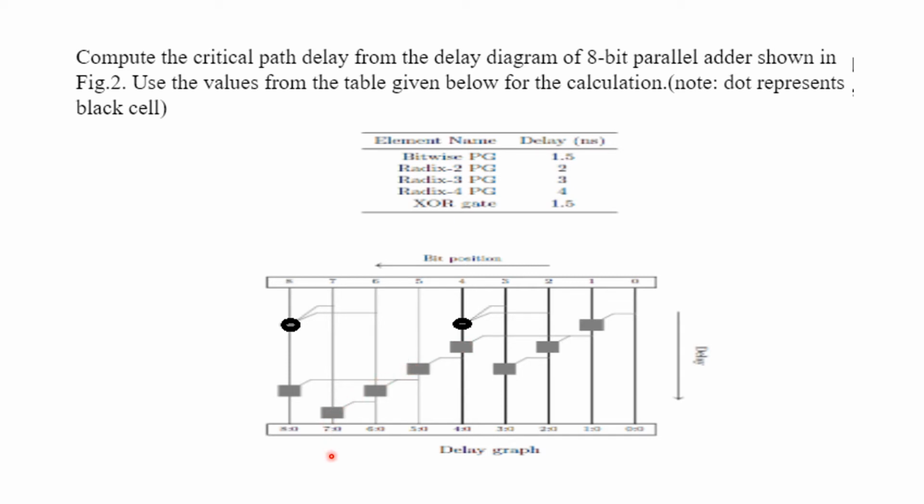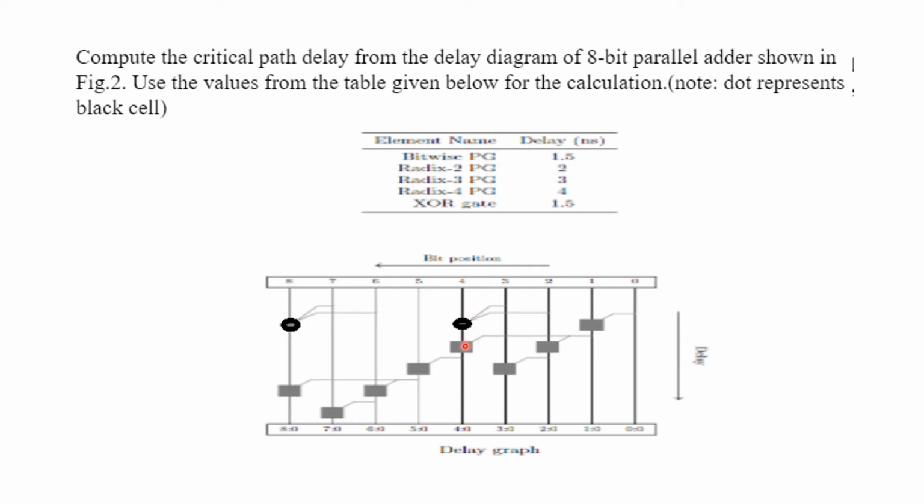That's the delay you have to find here: the time taken to obtain this sum, basically. So the question says bitwise PG has a delay of 1.5 nanoseconds. So this is basically the bitwise PG, right? Radix 2 PG has a delay of 2 nanoseconds.